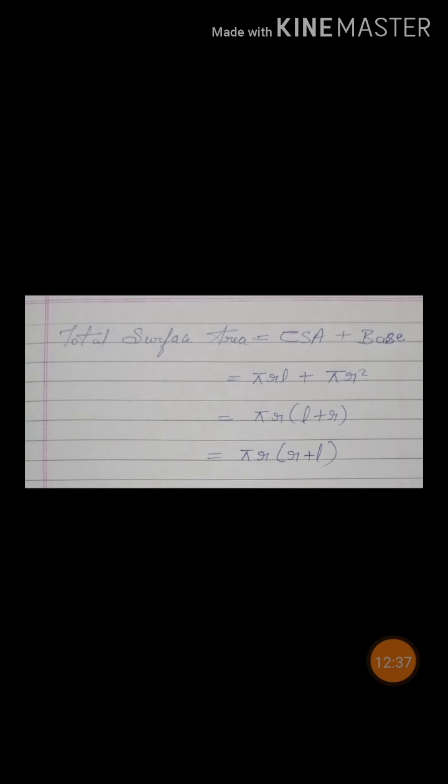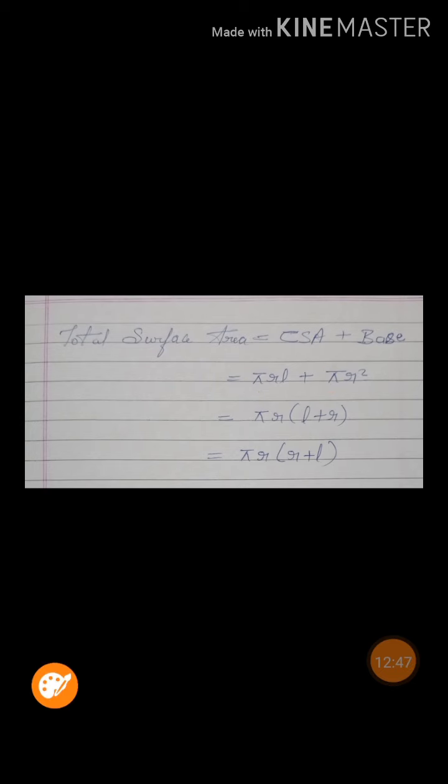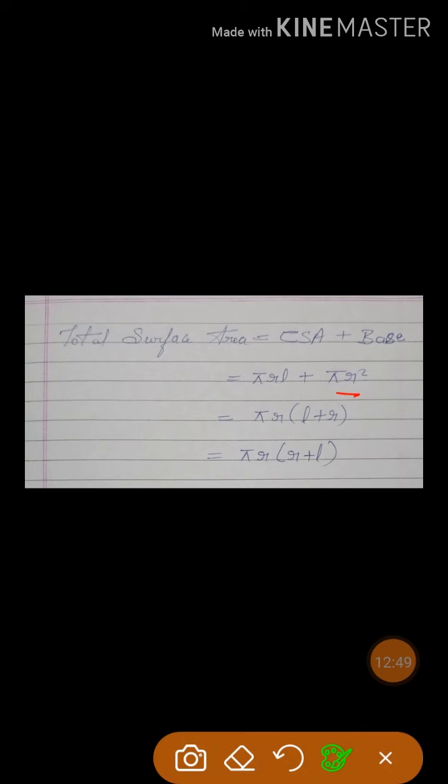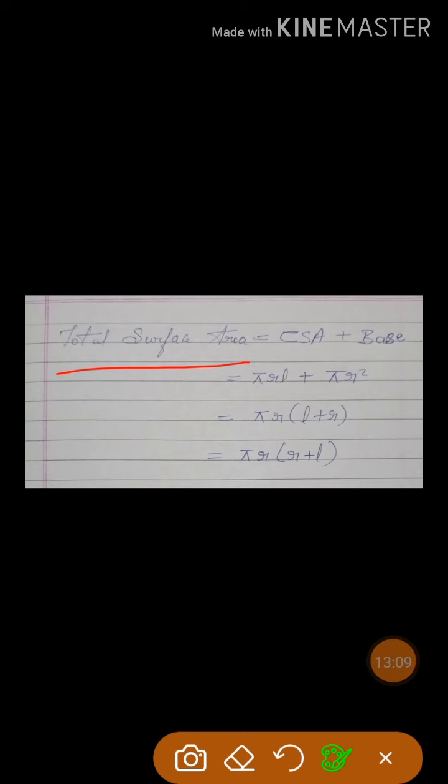In this way we shall add them, and see the pi is common here and r is also common here. There are 2r, r square is there. So we shall take pi r common. Inside the bracket L will be left, and there are 2r, so 1r will be left. So pi r into L plus r, or we can also say pi r into r plus L. So total surface area of cone will be equal to pi r into r plus L.